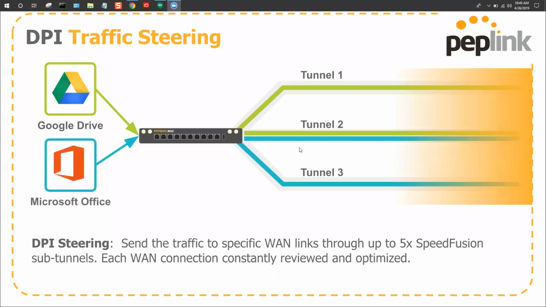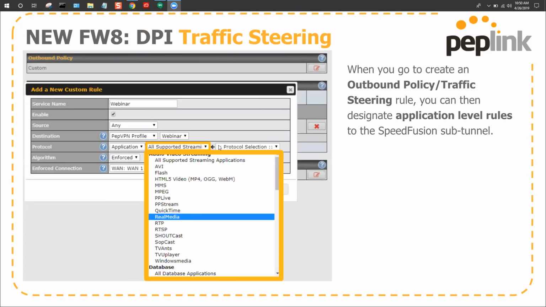New to firmware 8 is our DPI traffic steering options that also ties into our outbound policy layout. This gives you the ability to send application level traffic or rules from one point to the other. Once you have it up and running, you'll see a whole new section under protocol talking about the particular applications that Peplink has the ability to track.